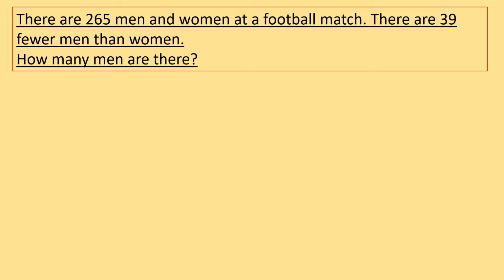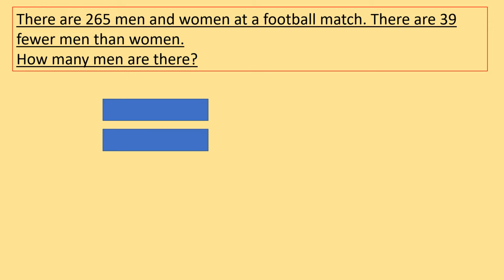So the whole trick to using models is to understand the question in terms of blocks. So we have two blocks here, men and women. But no, there's something wrong over here because there are 39 fewer men. So there are 39 more women than men. So the women box actually has to be larger than the men box. And in total, this will be 265 people at the football match. And this box over here obviously is 39, as the question says.